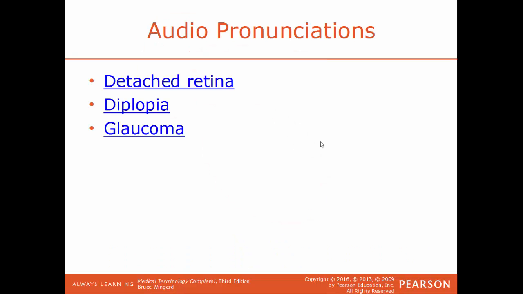So our next term, detached retina. This is where the retina actually becomes detached from the choroid or the tissue lining of the eye itself. Now this is a very serious and an emergency situation. Diplopia is another term for having double vision. Glaucoma. This is a condition where there is a buildup of pressure within the eye, and that buildup of pressure will impact vision, and if not treated over time, can lead to blindness.